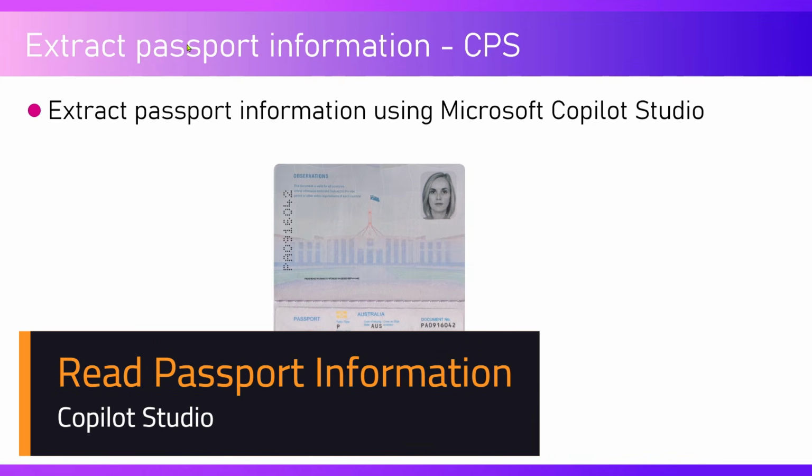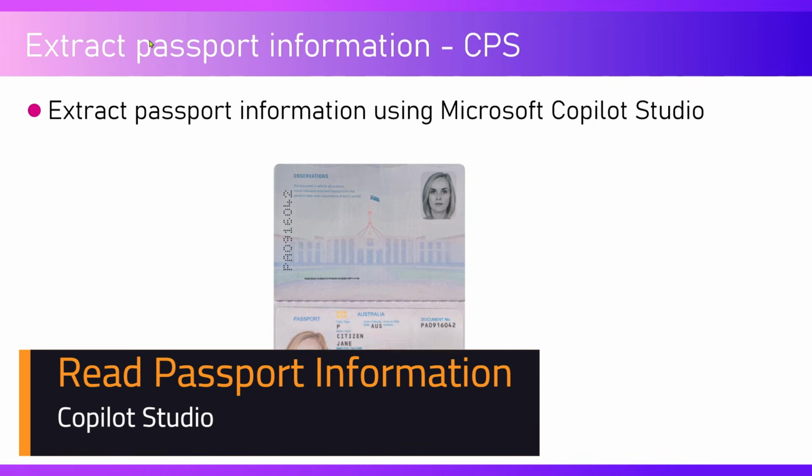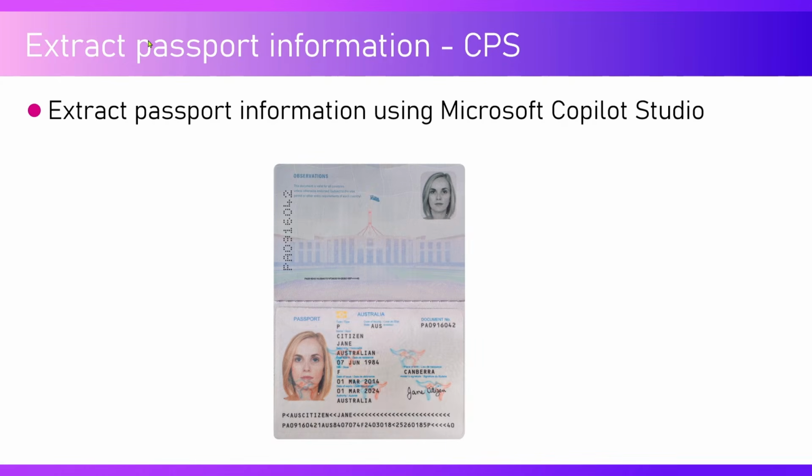In this video, I'll show you how to extract information from an image. This example would be extracting passport information in Copilot Studio. If you have this kind of use case, how will you go ahead and implement your solution? I've taken this image from the internet, so I got a sample passport. Now let's go ahead and read this passport.